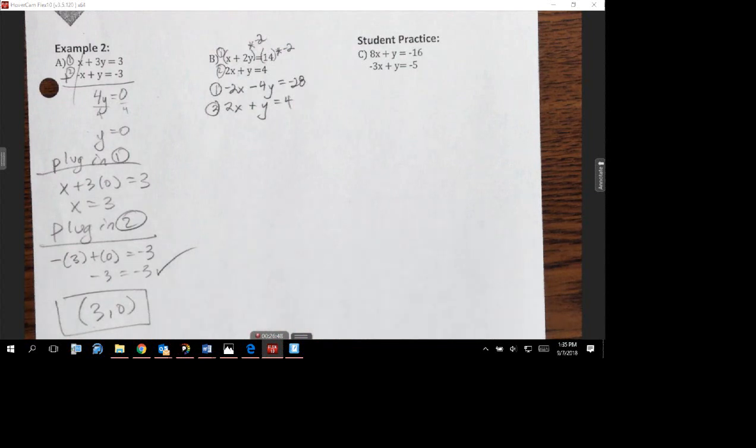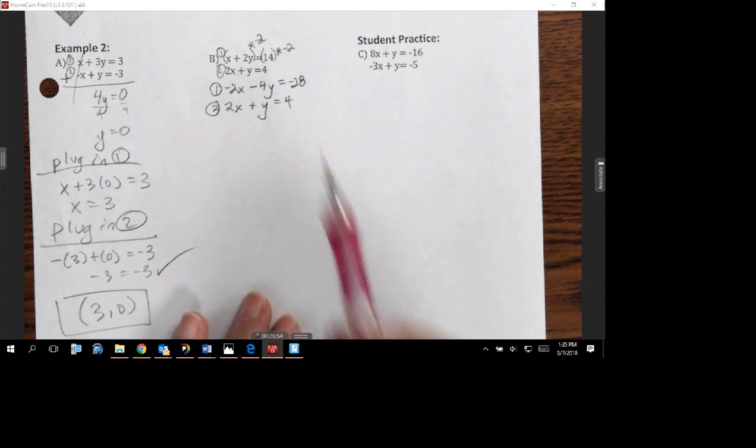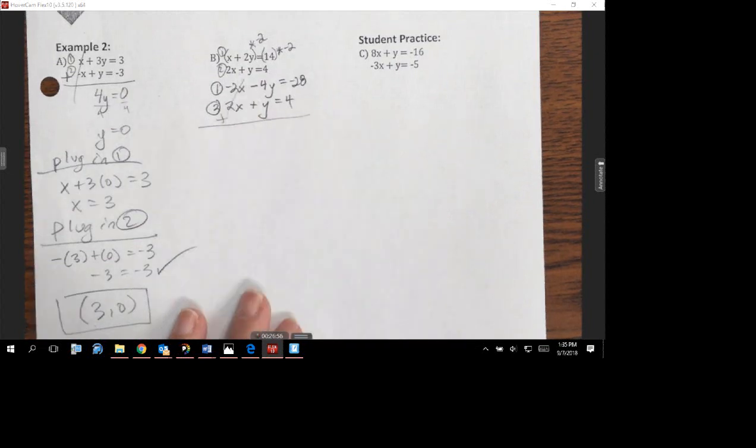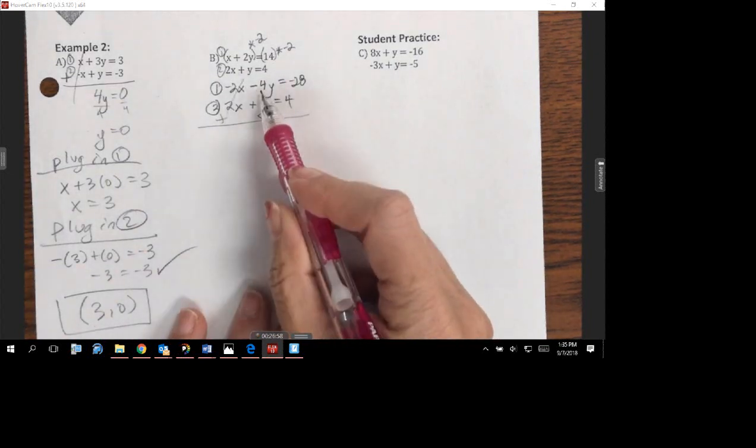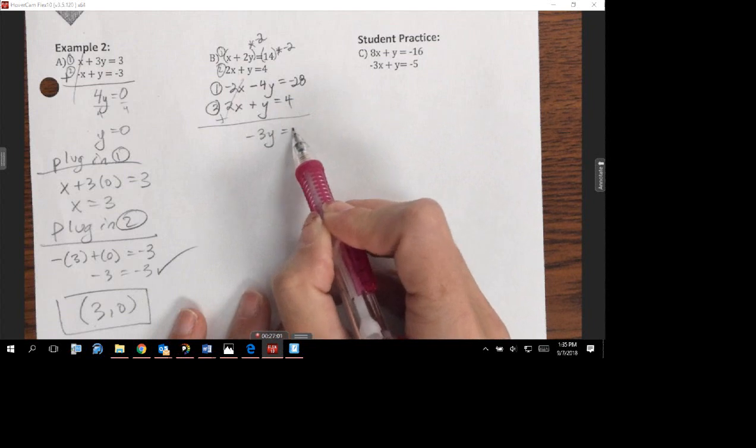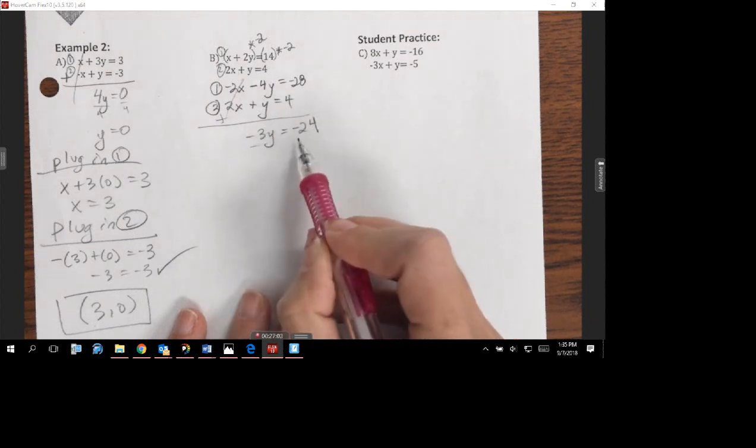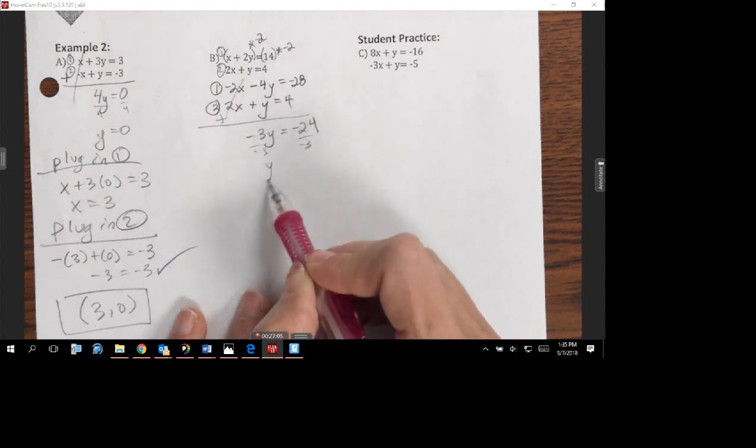So I multiplied the top equation every number by negative 2. You can do that as long as you do it to every number. Then when we add them up, the x's eliminate. We get negative 3y equals negative 24. Divide by negative 3, we get y is 8.